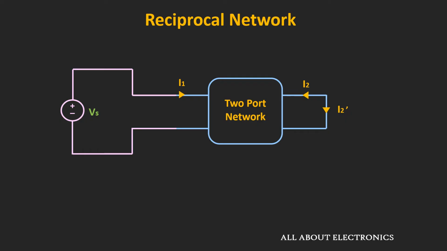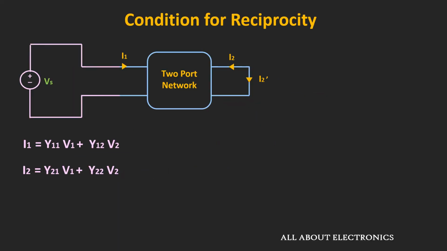Let's say we have applied the supply voltage Vs at the port 1 and we are measuring the short circuit current at the port 2. That means here voltage V1 is equal to Vs while the voltage V2 is equal to 0. And here this current I2 is equal to minus I2 dash. Using this, we can write the second expression as minus I2 dash is equal to Y21 times Vs, or we can say that voltage Vs divided by I2 dash is equal to minus 1 divided by Y21. Let's say this is expression number 1.